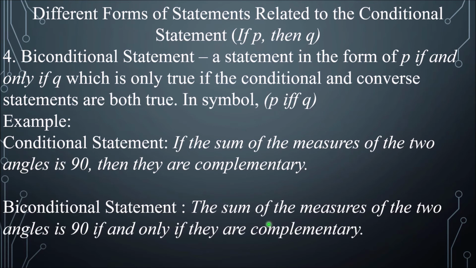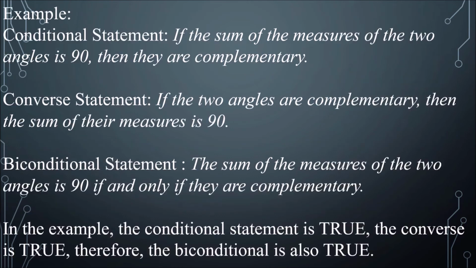So once again, the sum of the measures of the two angles, that's the hypothesis, is 90 if and only if they are complementary. They are complementary is the conclusion. That is biconditional statement. Now, the conditional statement is if the sum of the measures of the two angles is 90, then they are complementary. This is true. The converse statement of that is if the two angles are complementary, then the sum of their measures is 90. This is also true.